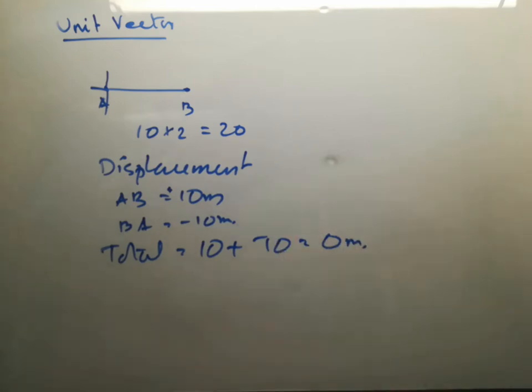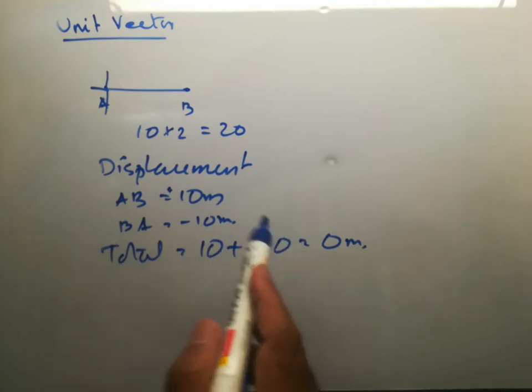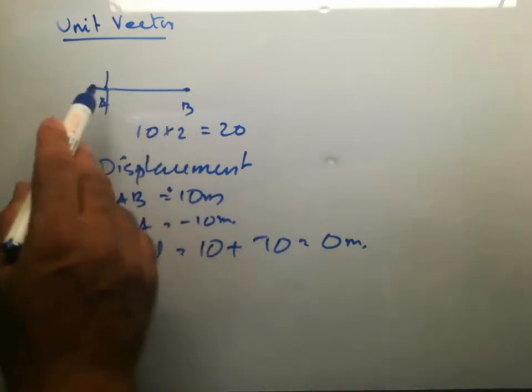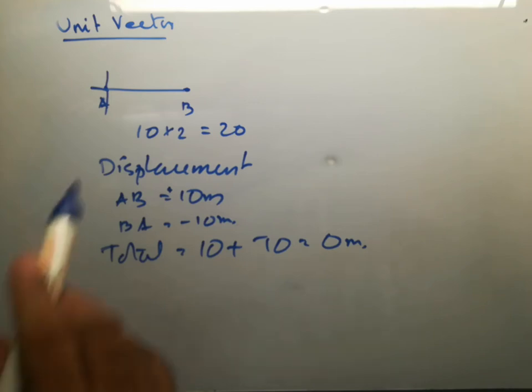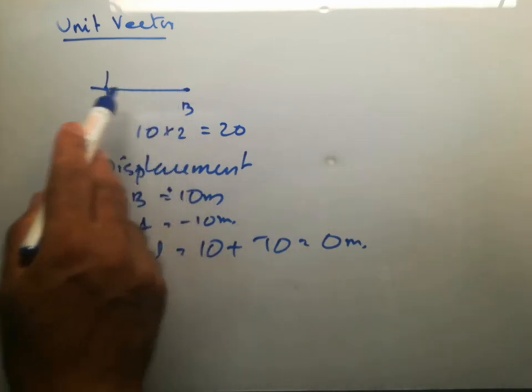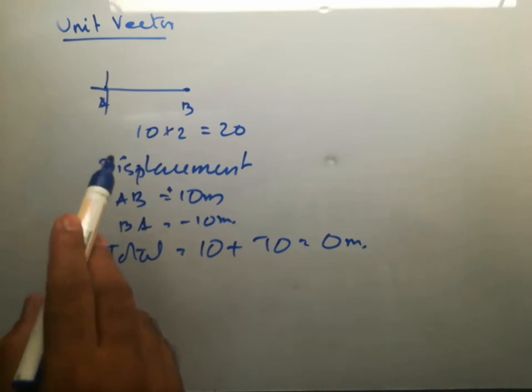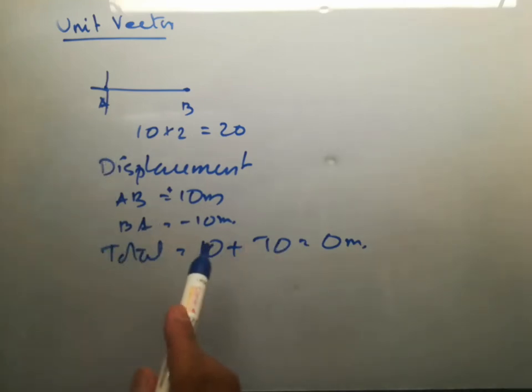Why it is 0? Even though the person has traveled 20 meters, the displacement is 0 meters. Why is it so? Because in displacement we think of the motion as a vector quantity. So in vector quantity we need to consider the direction also. So in the previous case we didn't consider the direction, only the magnitude, and in the second case we considered the magnitude as well as the direction. Okay, so that is a concept of vectors.